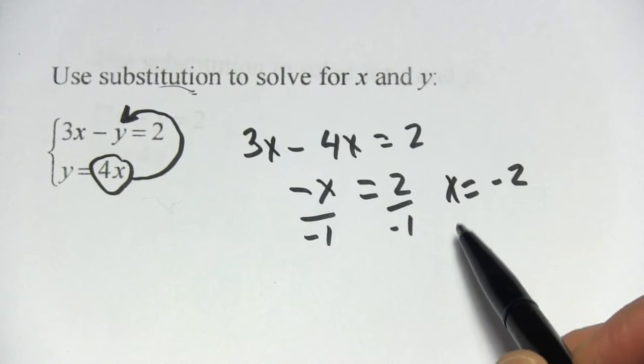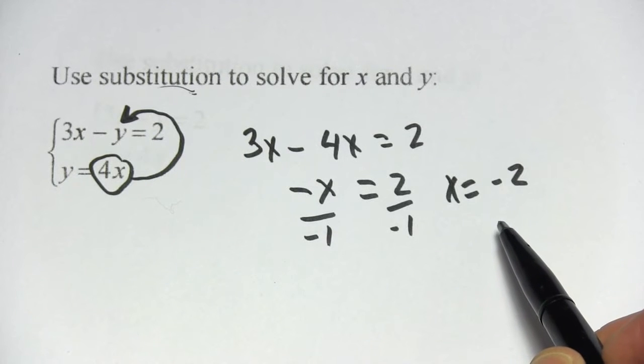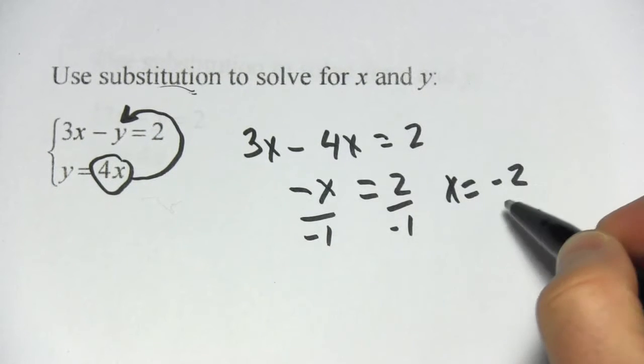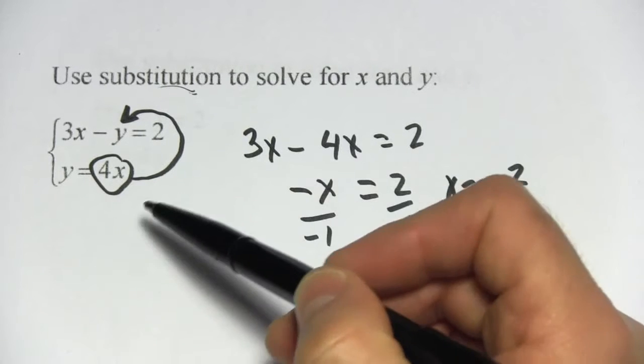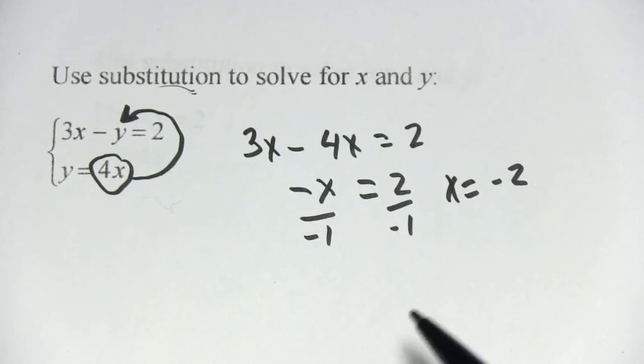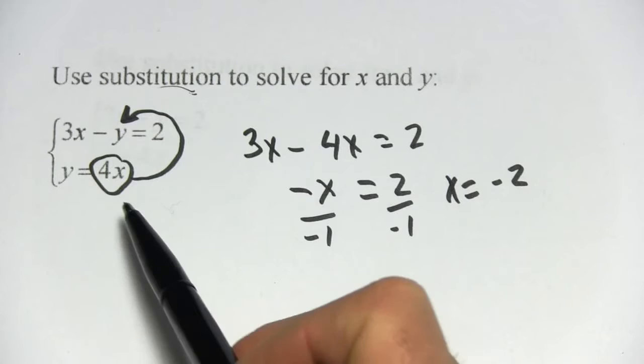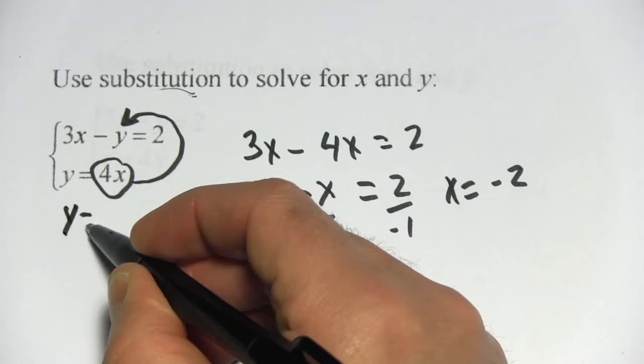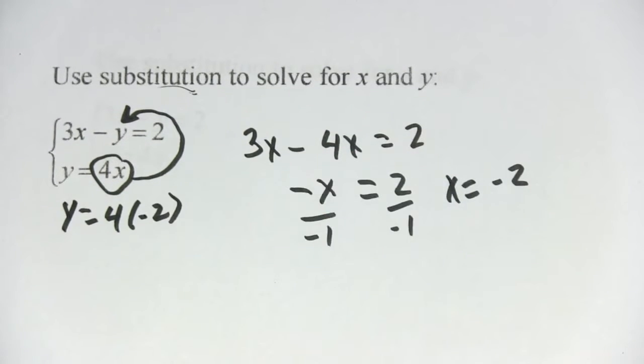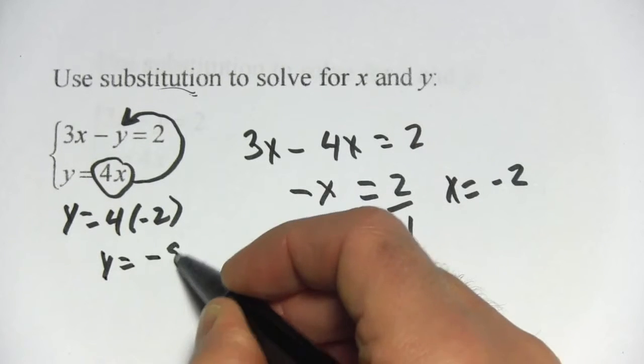We're not done yet, though, because we only have one of the variables. If we want to get the other variable, we can take this negative 2 and plug it in for x in either one of these equations. I'm going to plug it into this lower one, y equals 4 times x. So this would be y equals 4 times a negative 2, or y equals negative 8.